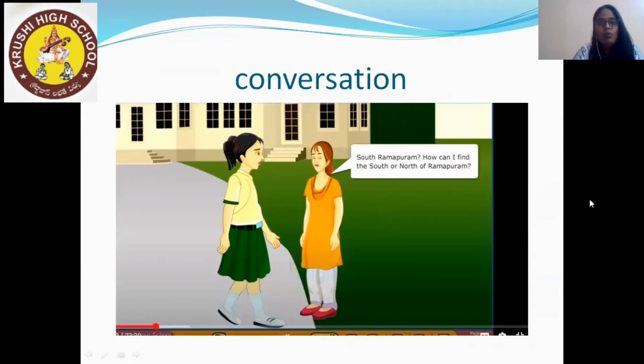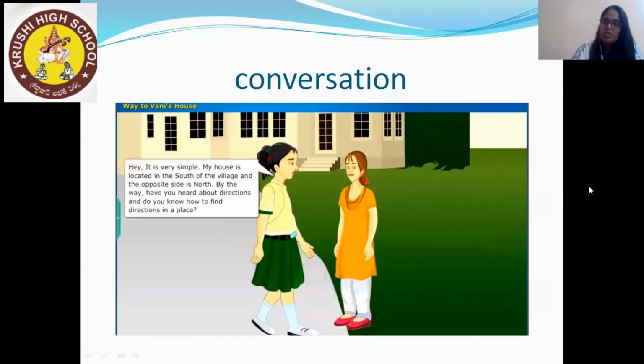Now the poor thing was, South Ramapuram, how can I find the South or North Ramapuram? Because Rani was not aware of the directions. As she was not aware of the direction, she was very shocked to hear what is North and what is South Ramapuram. Now Vani started explaining. "Hey, it's very simple. My house is located in the south of the village and the opposite side is north. By the way, you have heard about direction. Do you know how to find direction in a place?"